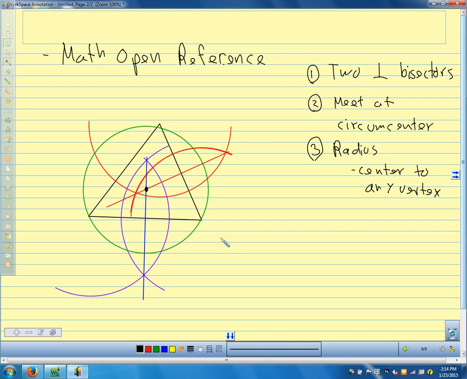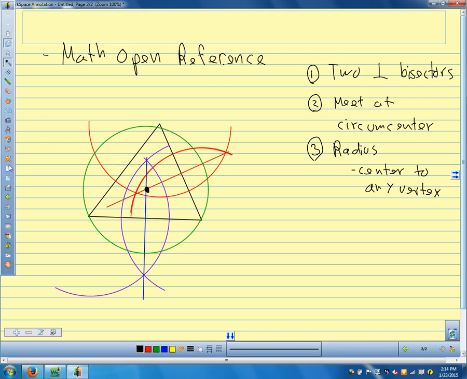And we draw the circle. So this point is the circumcenter, and the circle is our circumscribed circle. And we found that by constructing perpendicular bisectors to two sides of our triangle. I mean, I could construct the perpendicular bisector to the third side, and it should go right through the same point. Questions there?